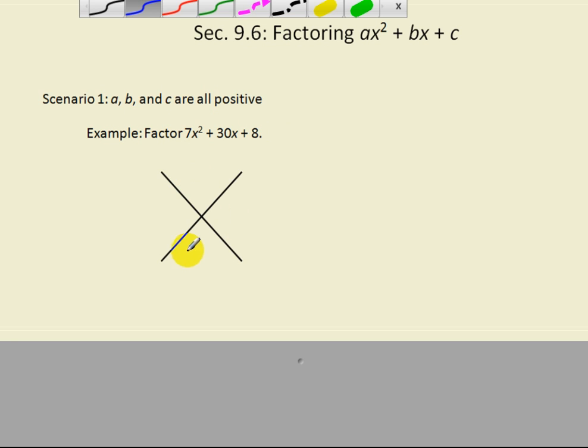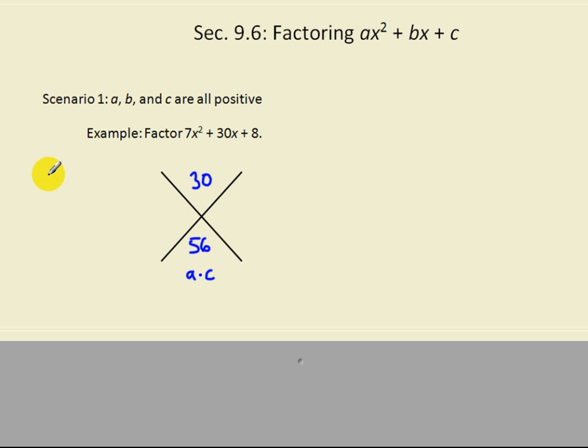And we're going to use the x again, but now instead of just writing c here, we're going to write the product of a times c. When a was equal to 1, we didn't need to worry about it. But now we need to take 7 times 8 to write 56 here. b still goes here just like it did before. So we're looking for two numbers that multiply to 56 and add to 30.